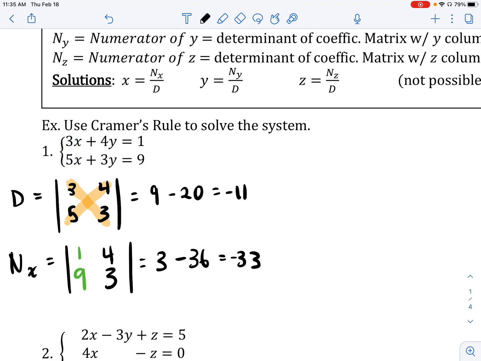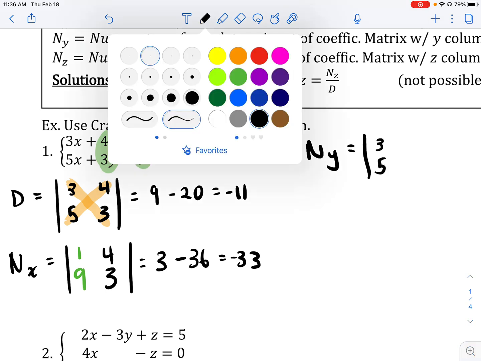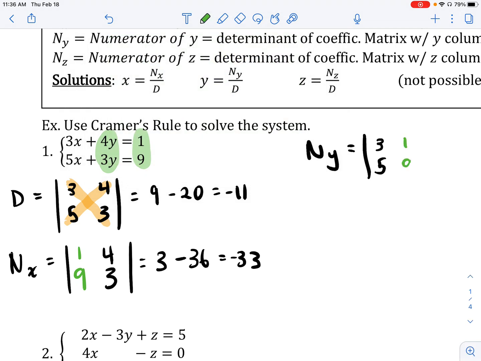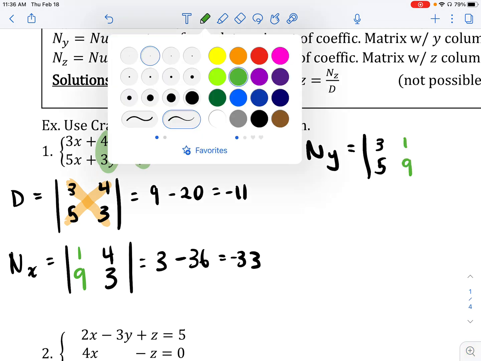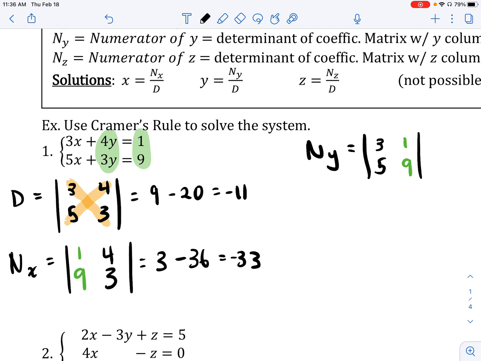Now, we're going to do n sub y, which is a similar process. We're going to draw our matrix again, but this time we're going to replace our y column with our constants. So we're going to copy down 3 and 5, and we're going to write down 1, 9 for our y values. And we're going to find the determinant of this matrix. This is going to be 3 times 9, which is 27, minus 5 times 1, which is 5. And from here, we get 22.